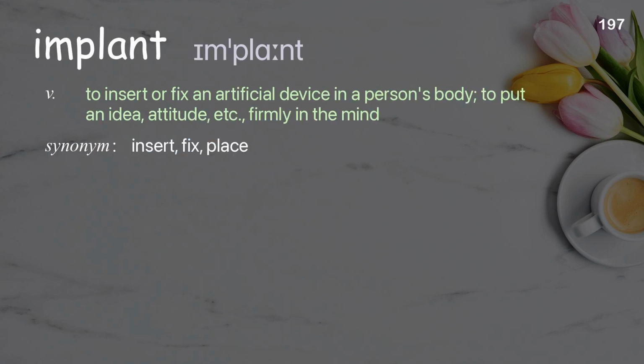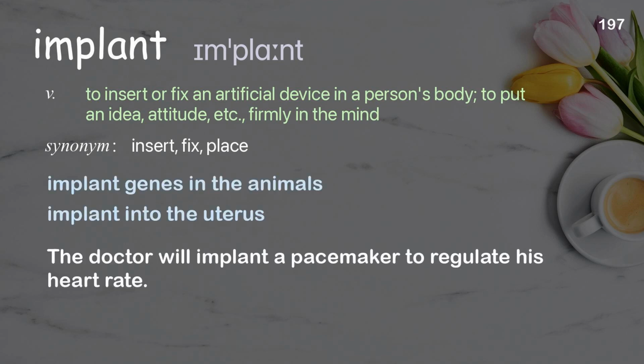Implant. To insert or fix an artificial device in a person's body, to put an idea, attitude, etc., firmly in the mind. Examples. Implant genes in the animals. Implant into the uterus. The doctor will implant a pacemaker to regulate his heart rate.